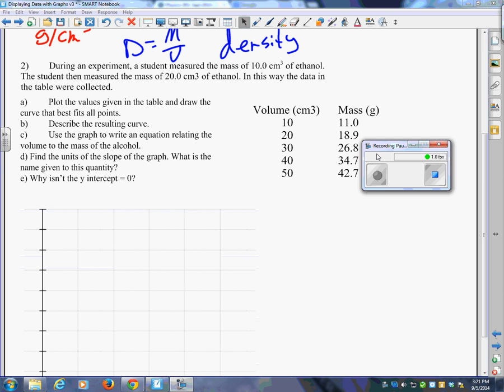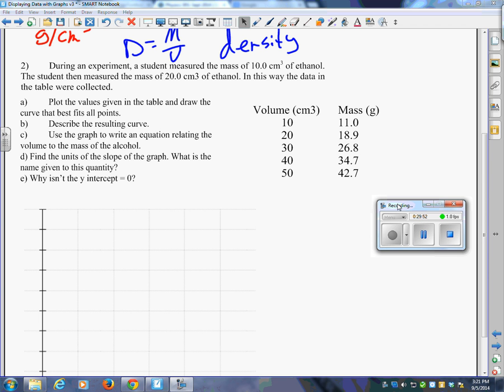Okay. During an experiment, the student measured the mass of 10 cubic centimeters of ethanol. The student then measured the mass of 20 cubic centimeters and so on, and got this data. Plot the values given in the table and draw the curve that best fits all points.